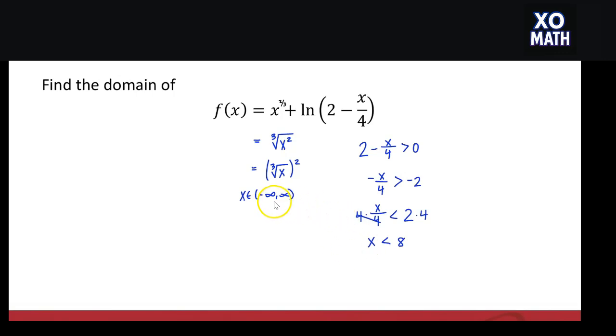So now I have to figure out where these two intersect. So what do they have in common? So the only parts they have in common are x values less than 8. So in interval notation, we're going to say all x values from negative infinity to 8, not including 8, so we'll use open parentheses around 8.